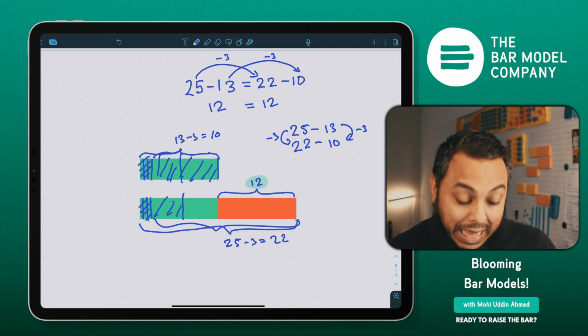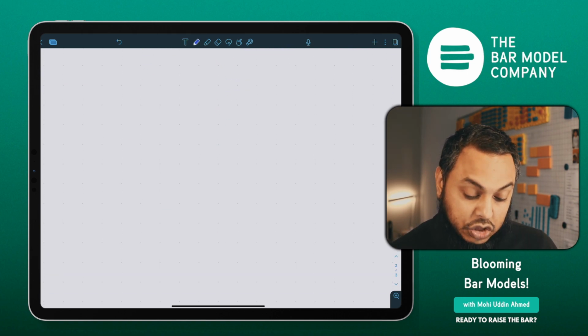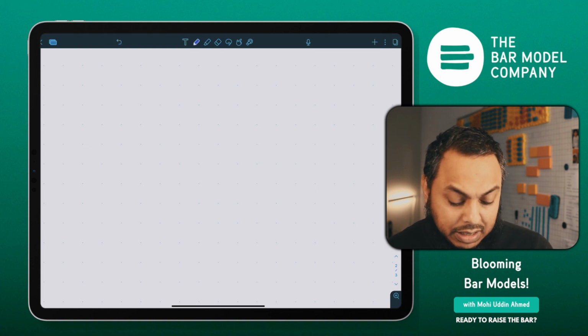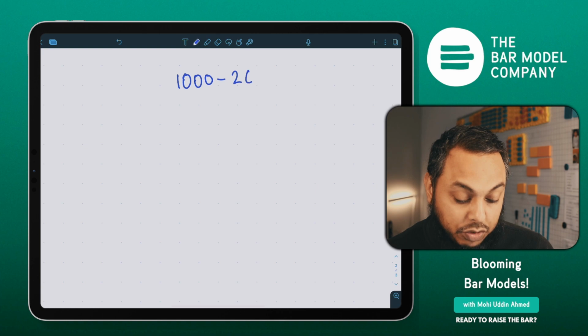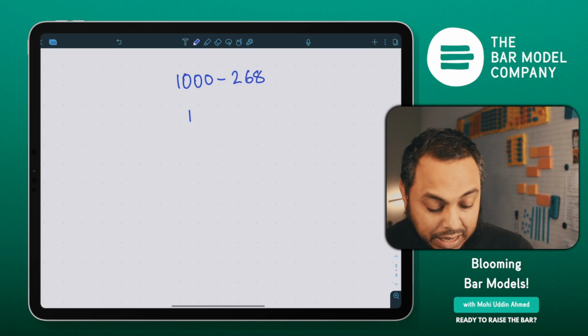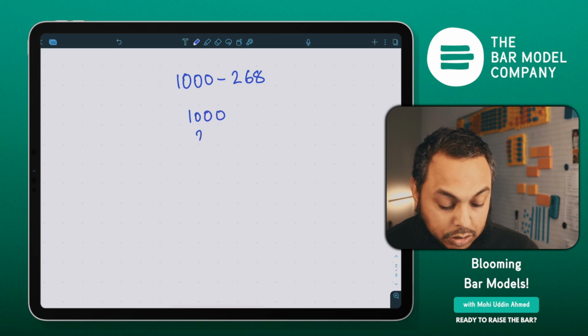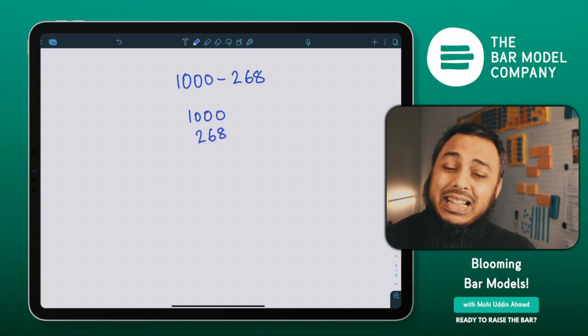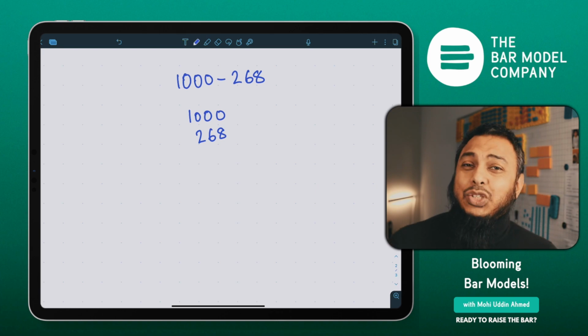Let's say we've got something like 1,000, right? Subtract 268. Now, typically, most children would start to look at column subtraction, right? 268, and there's a lot of changes we have to do, right? A lot of regrouping we have to do.